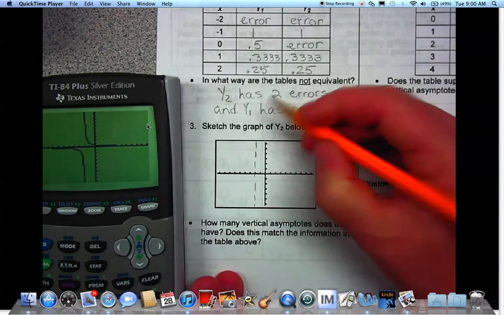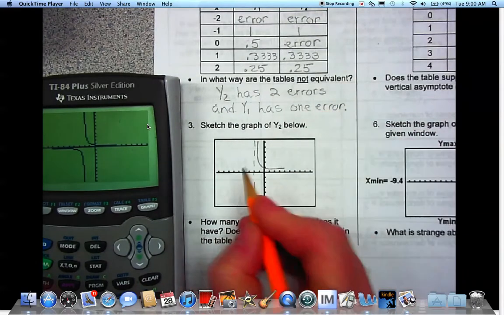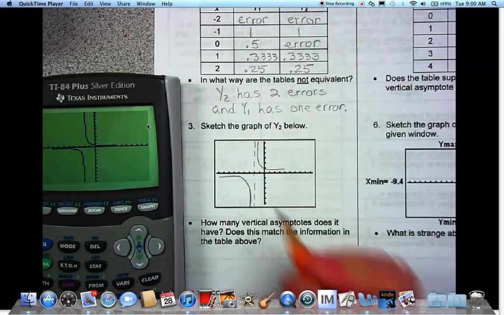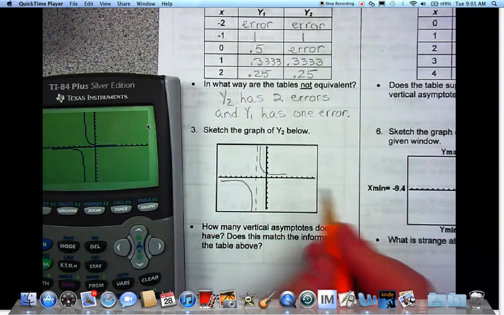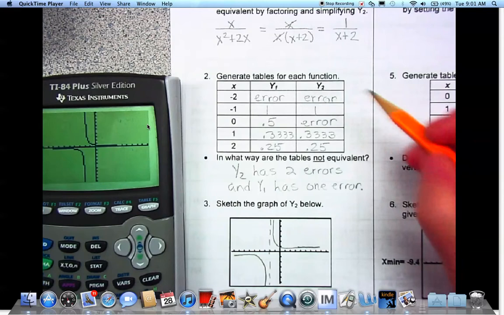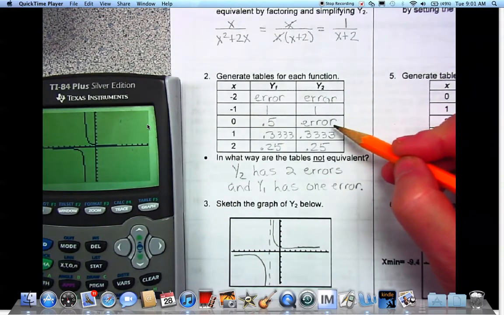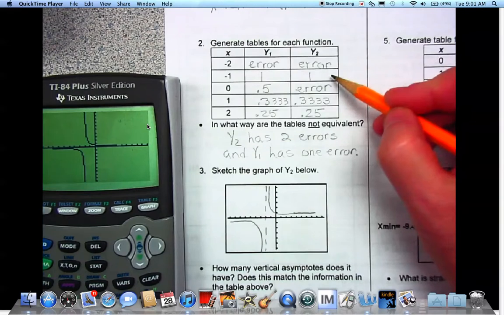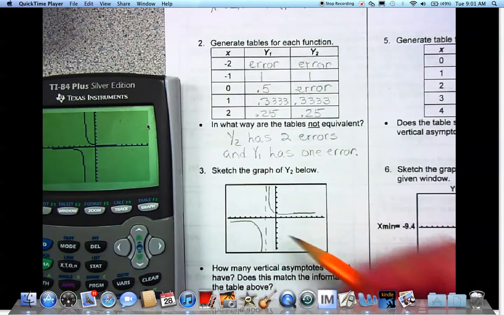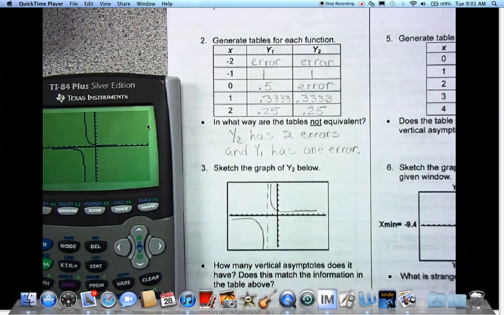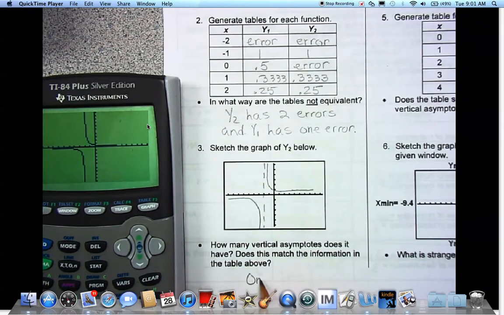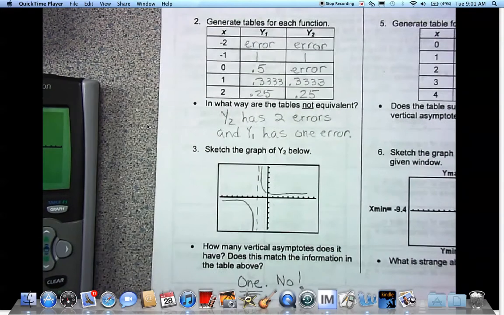And then we'll sketch the graph. Okay, now remember this is y2, isn't it? And y2 is supposed to have how many errors? 2. So you would think it would have 2 what? Asymptotes, but does it? Nope. Just has 1. So this is a mystery here. How many vertical asymptotes does it have? 1. Does this match the information in the table above? No. The table says it should have 2, so we're going to find out why. Well, couldn't it be the horizontal asymptote?